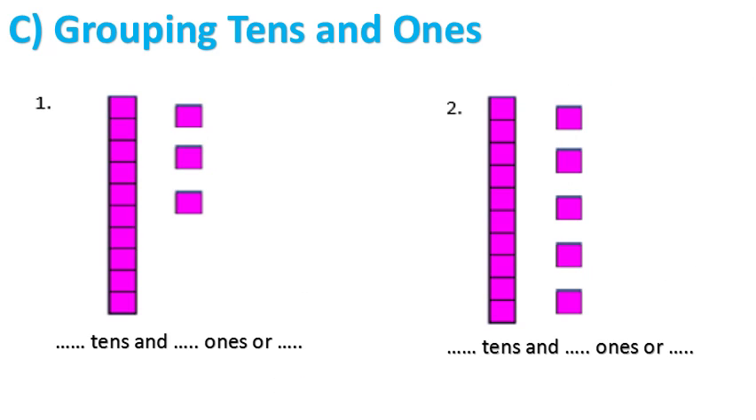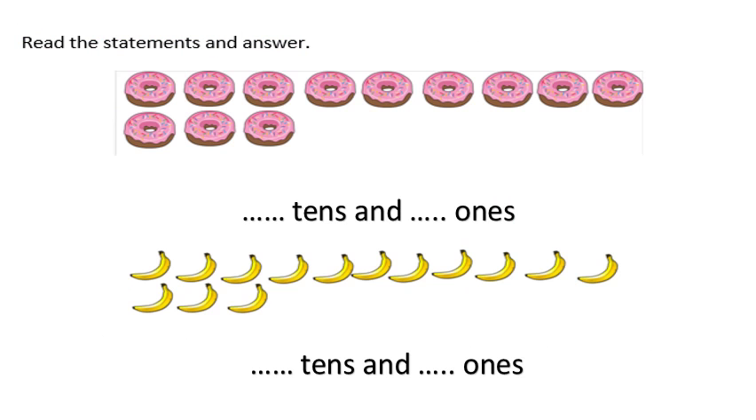Who can tell me how many tens I have on number 1? Julia? 1 10. How about ones? 3. So that must mean I have how many blocks? 13. Thank you, Julia. Number 2. Hassan. How many tens do I have? Ones. 5 ones. 15. Excellent.